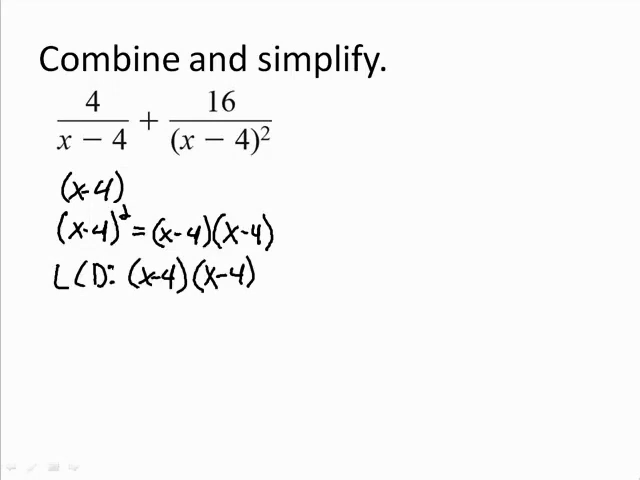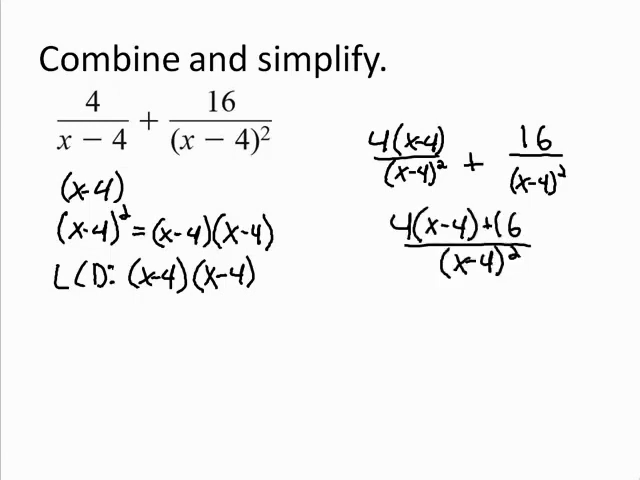You want each fraction to have this as its denominator. Multiply the first fraction by x minus 4 divided by x minus 4. The second fraction already has this as its denominator. 4 times the quantity x minus 4 divided by the quantity x minus 4 squared plus 16 divided by the quantity x minus 4 squared. Now that the denominators are the same, add the numerators. 4 times the quantity x minus 4 plus 16 divided by the quantity x minus 4 squared.